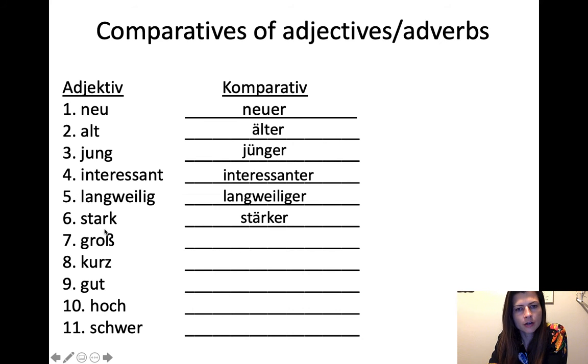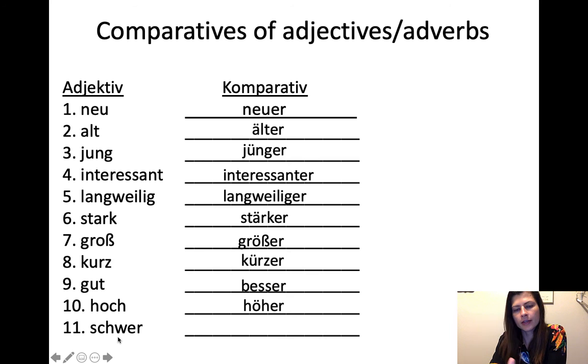Stark becomes stärker. Stark means strong. Strong, stronger. Add an umlaut and an ER. Groß becomes größer. We got the umlaut plus the ER. And then kurz, kürzer. Short, shorter. Gut becomes besser, irregular. Hoch becomes höher, irregular.